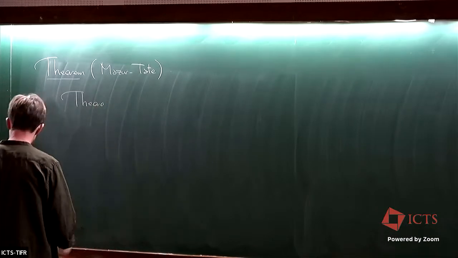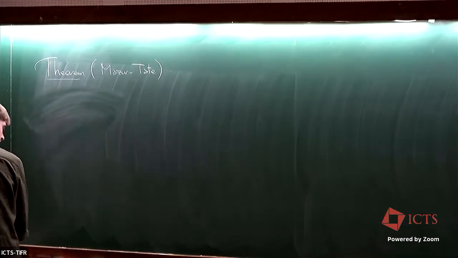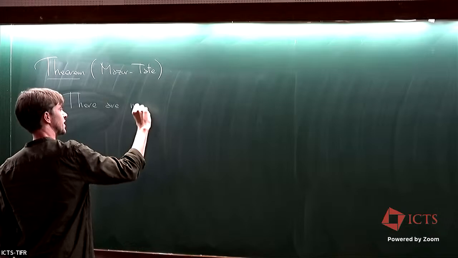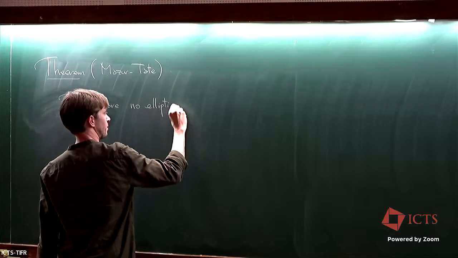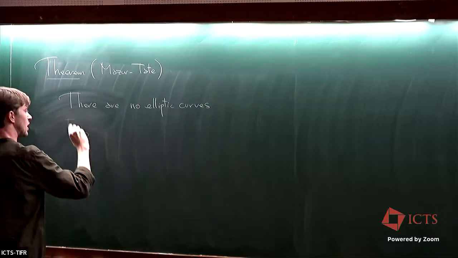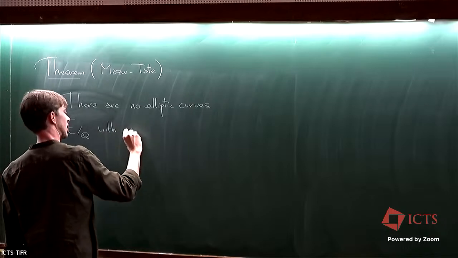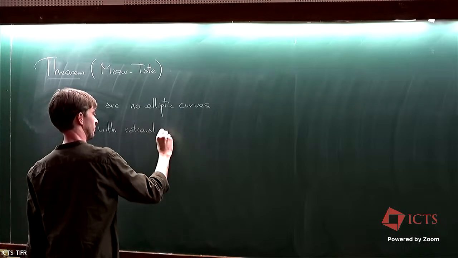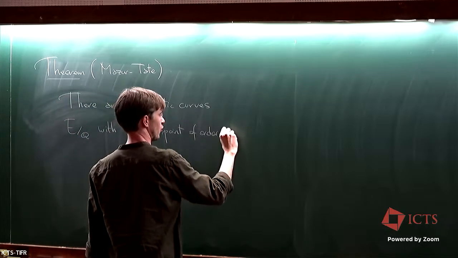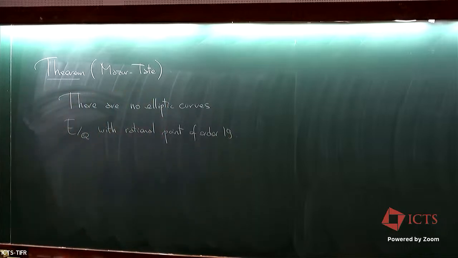What am I writing? There are no elliptic curves E defined over Q with a rational point of order 13. The arguments are very similar, but already there's an extra step needed. And every time you go one up, you need an extra step of Mazur's argument. Sorry, 13, sorry, thank you.